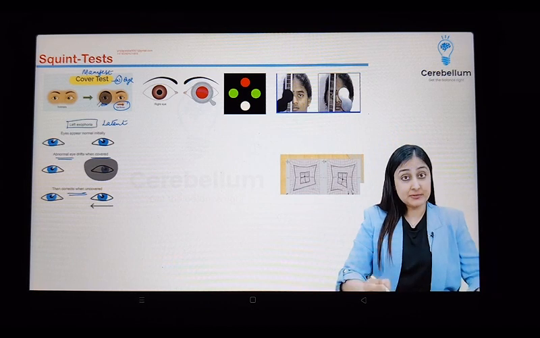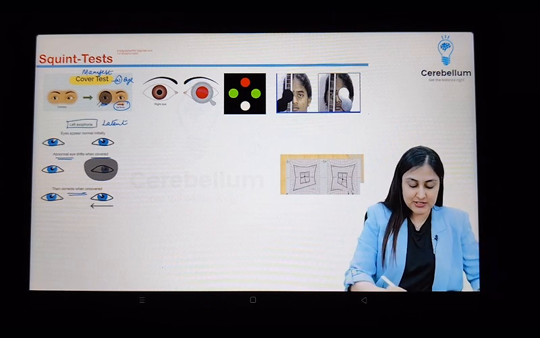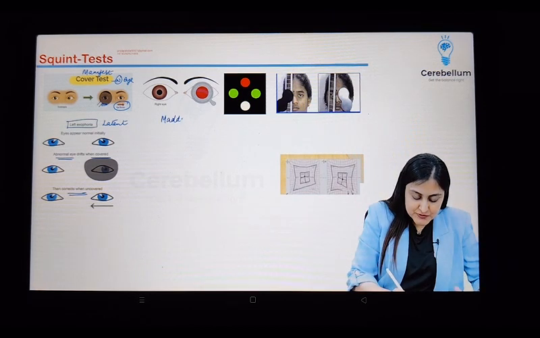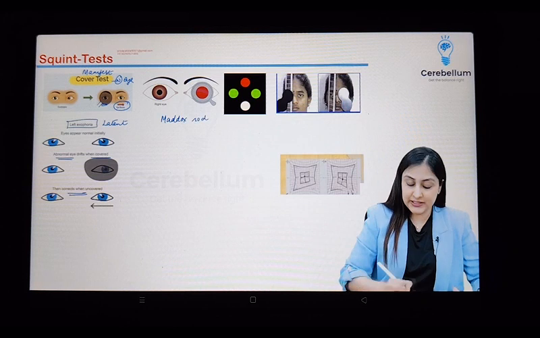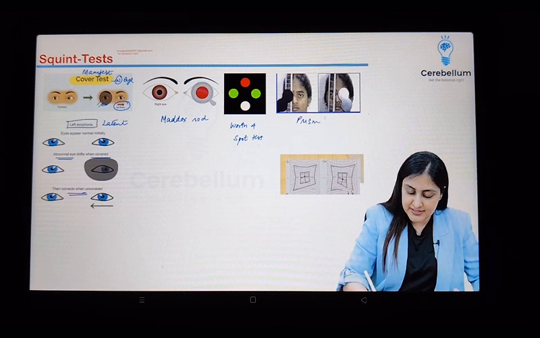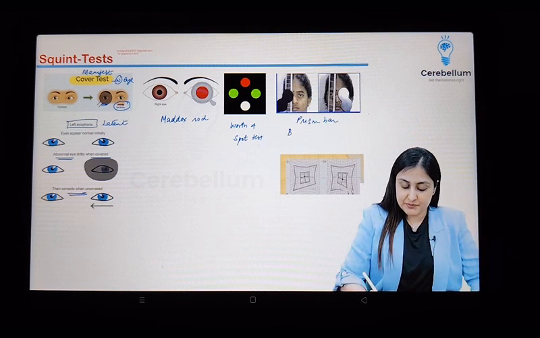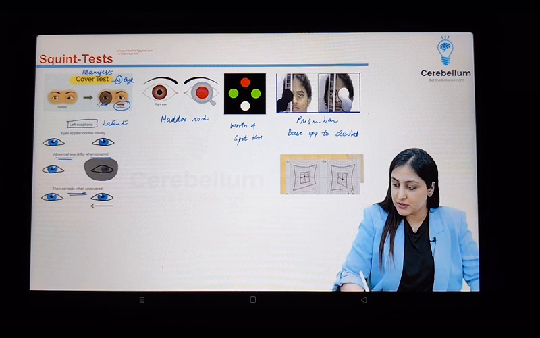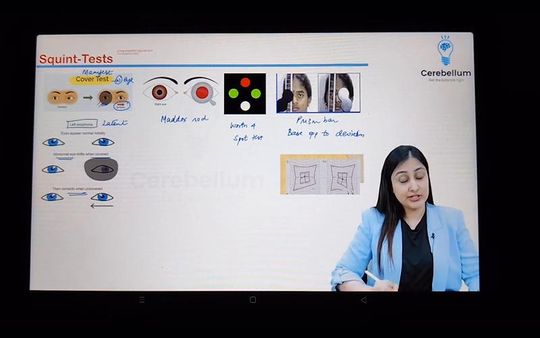The next image came as an image-based question in last year's NEET. So what you are seeing here is the Maddox rod. Alright, so this is the Maddox rod that we are seeing. This one here is known as the Worth 4-spot test. Just remember the name. This is the prism bar test. What you want to remember with prism bar is that the base is opposite to the side of deviation. Okay, so the base is going to be opposite to the deviation.